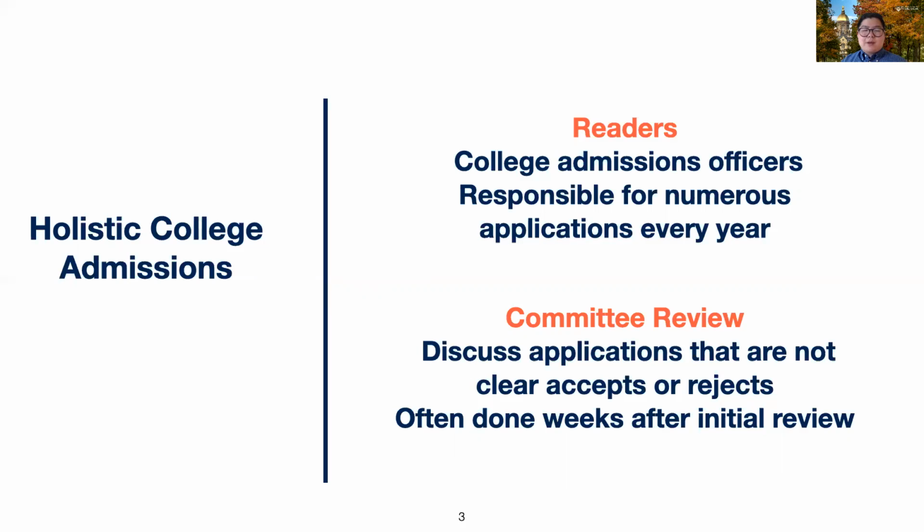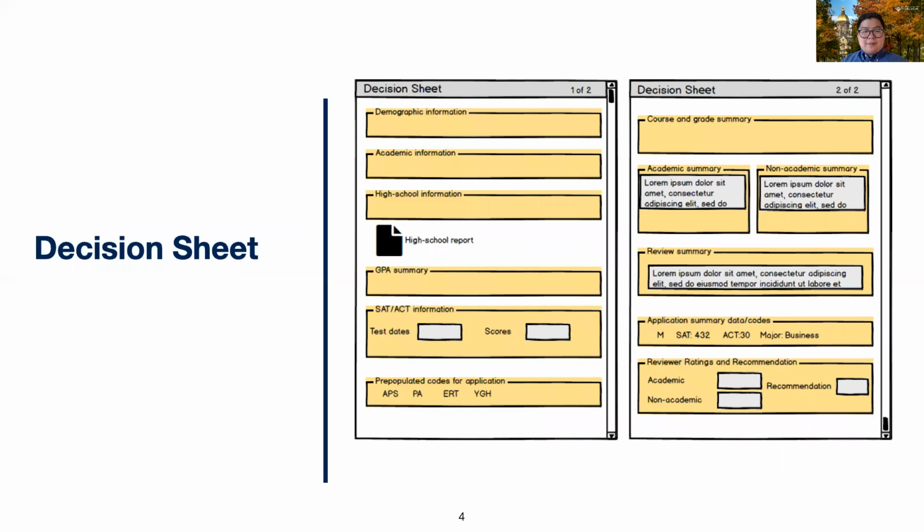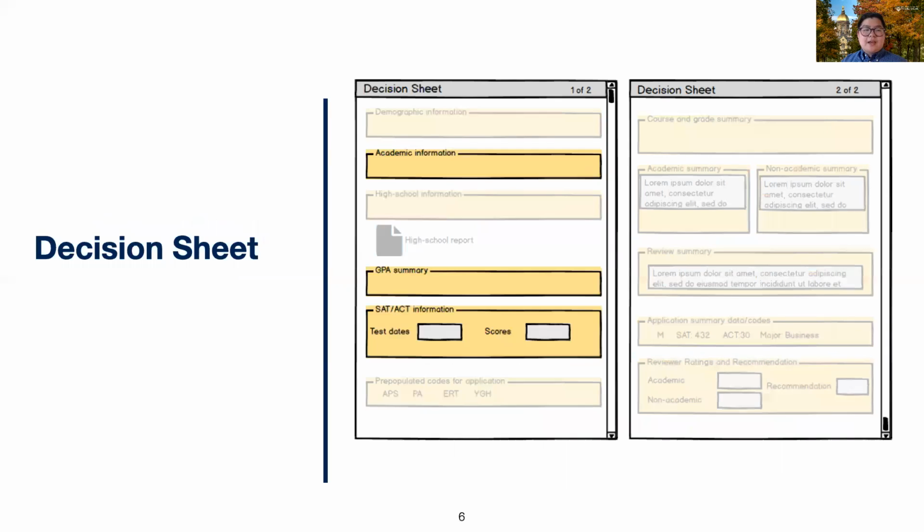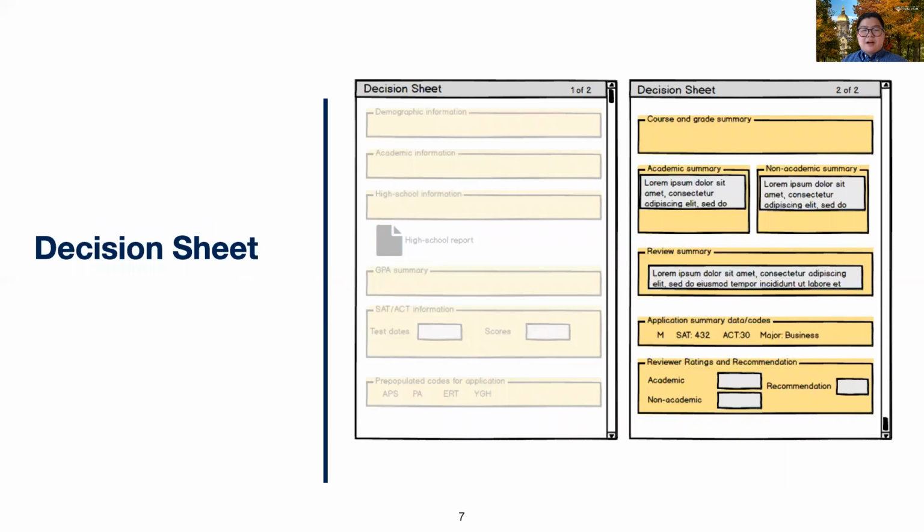For those that may be more ambiguous, readers may need to get together to discuss them and come to a decision. So here's a mock-up of a version of the decision sheet, which is an important tool in the process and the current way that the application is presented to the reader. It can contain qualitative information about the student, such as demographic and high school information, and also quantitative information about the applicant, such as the GPA and the test scores. It will also include the reader's comments and takeaways on the application, as well as internal information such as codes.